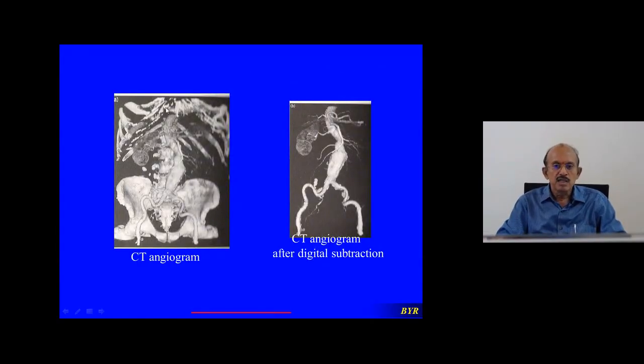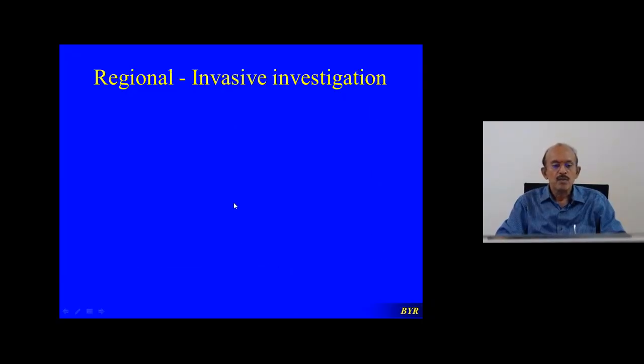You can see this is an ordinary CT angiogram. This is the CT angiogram after digital subtraction, the same image. You can see the aneurysm of the abdominal aorta. Underlying bone is seen here. That's why you're not able to appreciate the various vascular structures. So if you take away the bone image, then you can see a clear picture of the vessels here. So this is called digital subtraction imaging. So these are the non-invasive investigations.